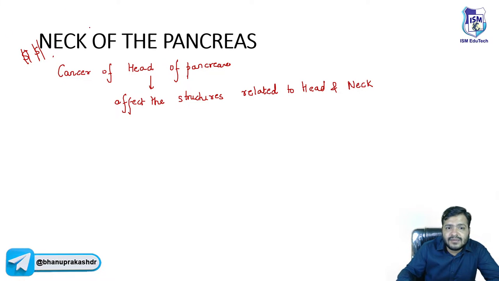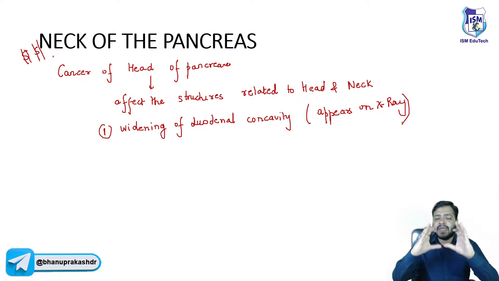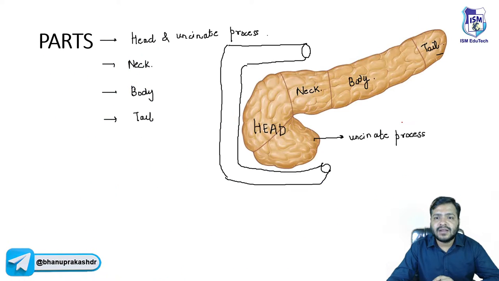Remember beta, if there is cancer, we will have more cells. So the duodenal concavity will widen, there will be widening of the duodenal concavity. And remember beta, it appears on the X-ray. Obvious बात है बेटा, जब head part का, okay?